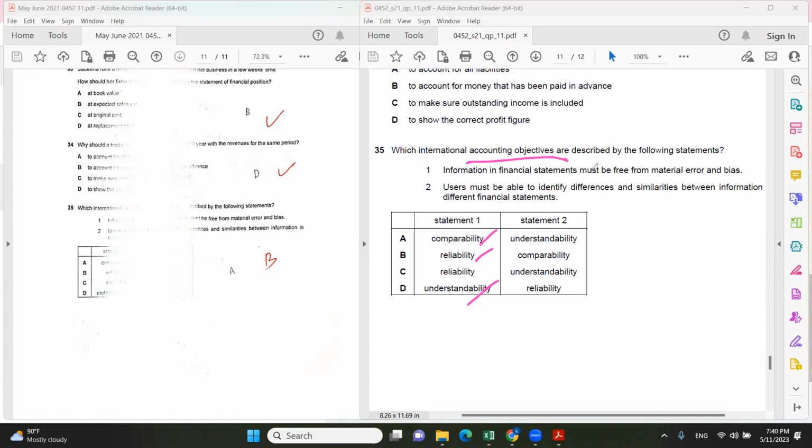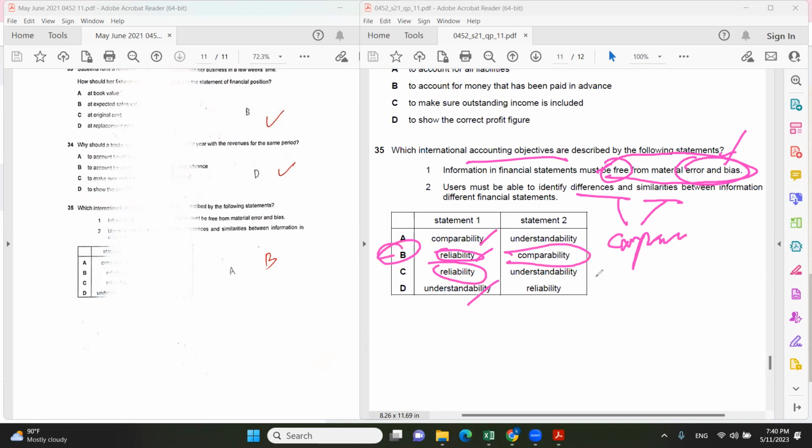Information must be free. The keyword in here is free from error. When you see free from error and bias, this is reliability. That means this one, B or C, is the answer. Users must be able to identify differences and similarities. Differences and similarities are talking about comparability. So the answer should be B.